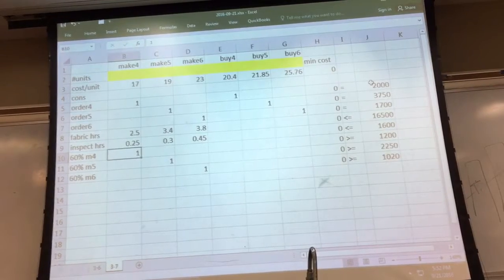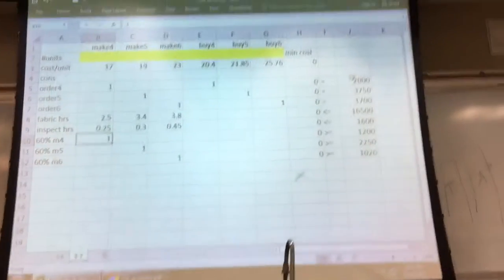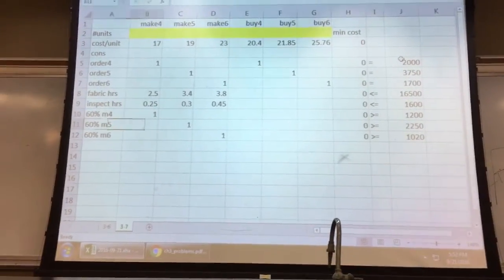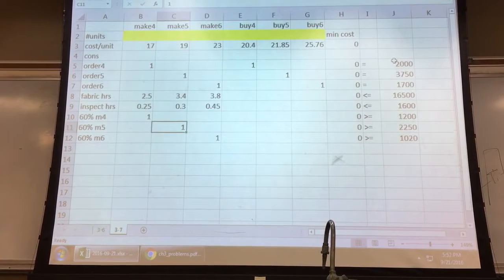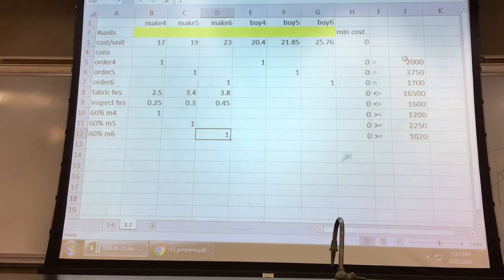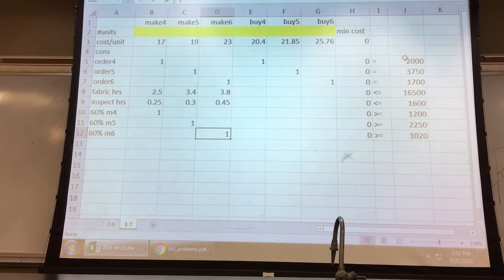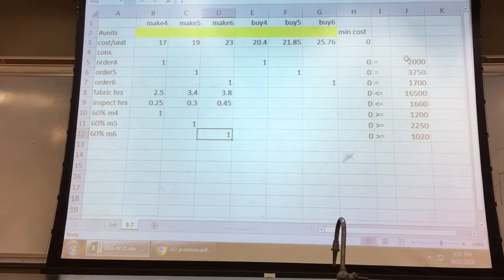And now, making the 4, I'm only talking about 4, making a 4. Notice, because I need 60% of make 4, I put a 1 here. Everything else on that row is what? 0. Making a 5, everything else on the row is 0 except for the 1 there. You got it? Notice what you're doing here is teaching yourself to work in columns and in rows.